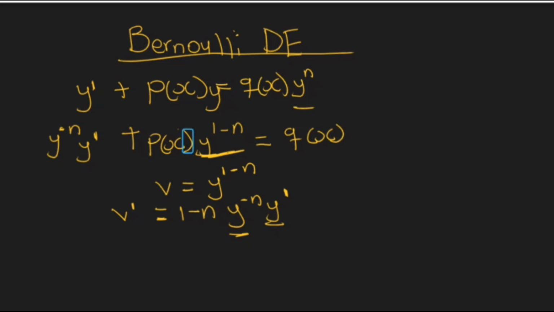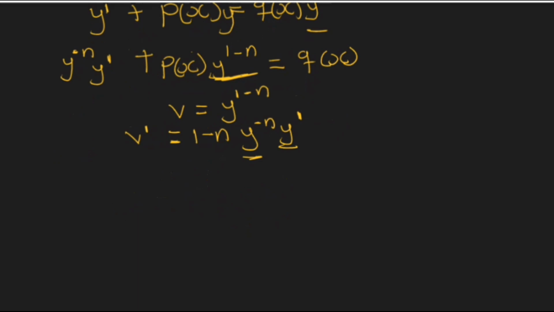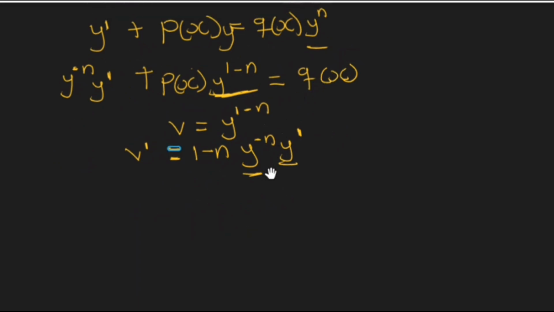So gradually we are proceeding, and at this point I'm going to make this whole thing the subject so that it will look like this. So when I make this the subject, I'll get v prime over 1 minus n, right? As I have 1 minus n here, I'm dividing through by 1 minus n. So I'm going to get my v prime here divided by the coefficient here. So that's going to be 1 minus n.